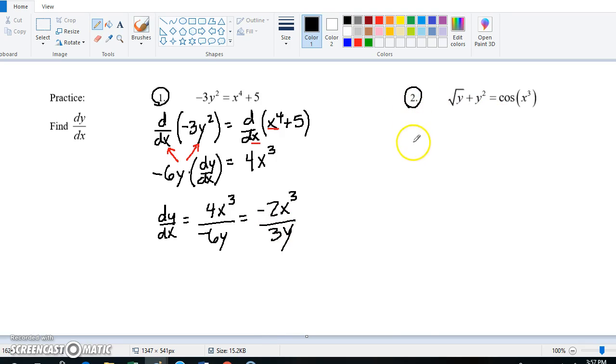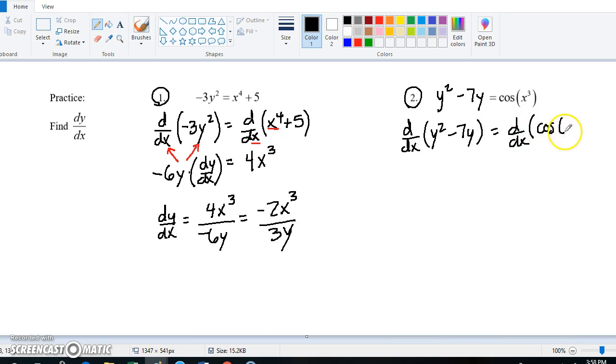Alright, question number 2. Well, I think I changed this on our notes, so I'm going to change this here. Instead of this function, I did y squared minus 7y. Okay, we're going to take the derivative of the left-hand side, y squared minus 7y, and the derivative of the right-hand side, both with respect to x.